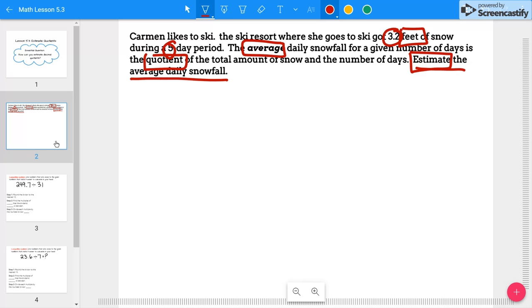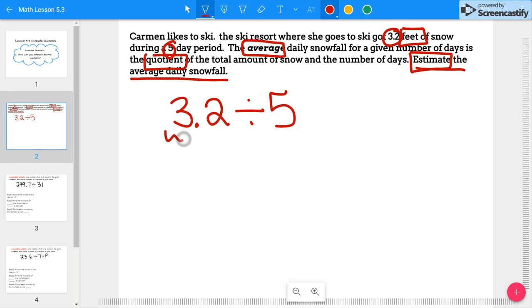So now when I solve this, I need to pull out my numbers. So I have 3 2/10, and I'm going to divide that by the 5-day period. So we can actually estimate decimal quotients by using compatible numbers. So when we choose our compatible numbers, we can actually look at the whole number part of a decimal dividend and kind of rename it to something that is in the tenths or the hundredths.